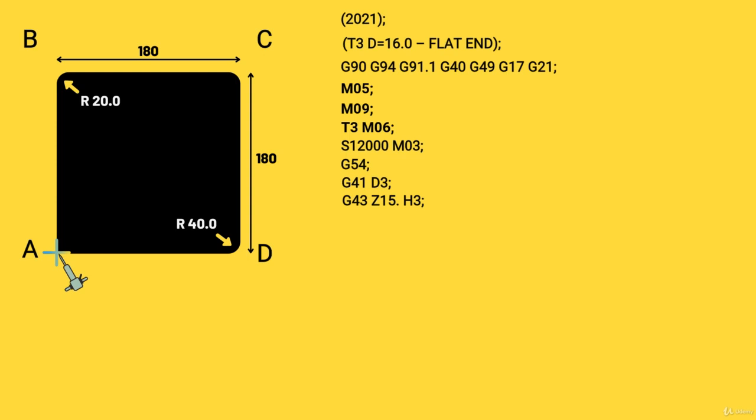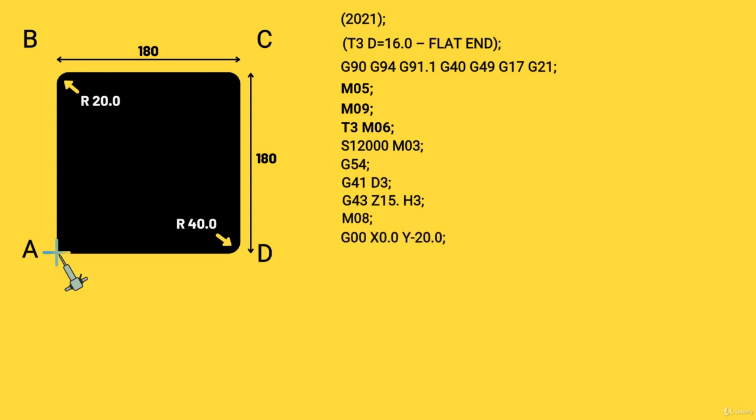G43 is similar. G43 calls upon the tool length offset so we can see how long the tool is. Z tells the length of the tool and H tells the tool height. M08 turns on our coolant.